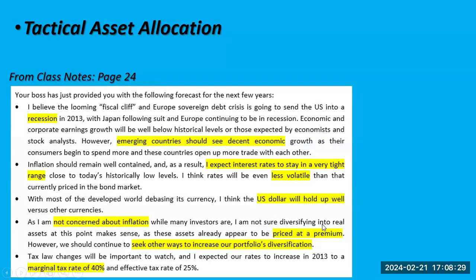Not concerned about inflation, so diversifying real estate. I'm not sure diversifying real estate makes sense, so I just gave you that straight out. Plus, these are expensive assets. However, we should continue to seek other ways to increase diversification. So what does that mean? The only thing you're left with is venture capital. Because if you're not worried about inflation, commodities probably aren't going to be that strong. Commodities need inflation and a strong economy, because they're kind of both of those things. And then the tax rate at the end.